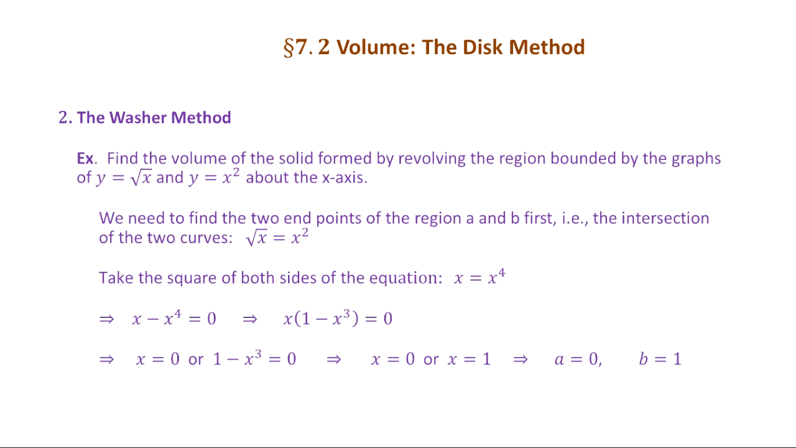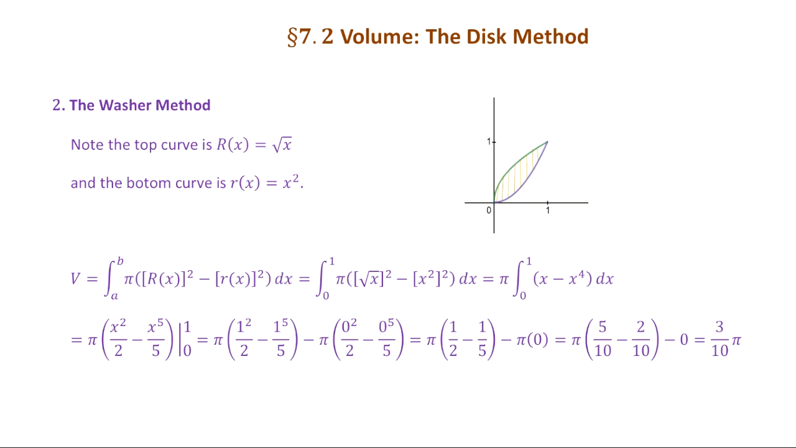From the equation 1 minus x cubed equal to 0, obviously you get x equal to 1. So that means the two endpoints are x equal to 0 and x equal to 1, and a equal to 0, b equal to 1. Those are the intersections of the two curves. You can see it from the graph. x equal to 0, that's the origin, and x equal to 1, that's the right-hand side endpoint. So these are the two values for a and b.